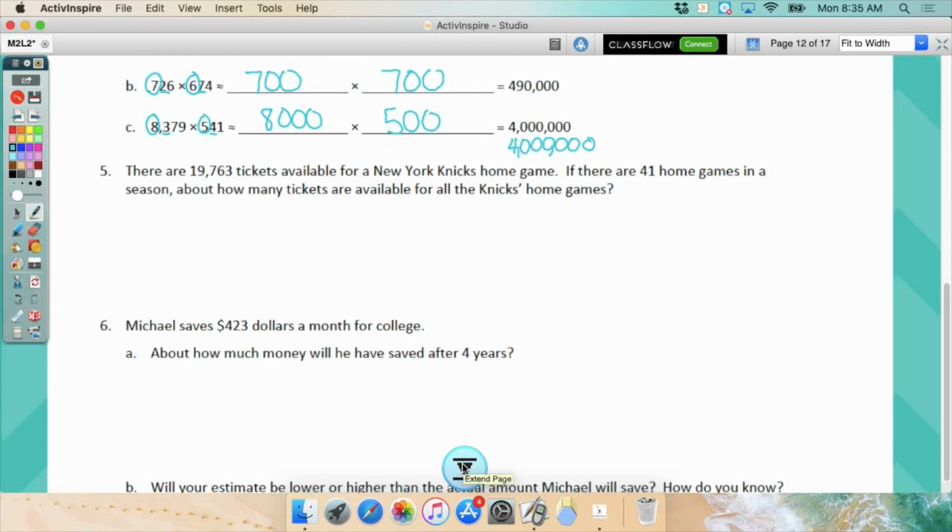Okay, it says there are 19,763 tickets available for a New York Knicks home game. If there are 41 home games in a season, about how many tickets are available for all the Knicks home games? Now, I don't want the answer. I want to write a problem first. So, how about Brianna? Brianna, what problem do you think I need to write?